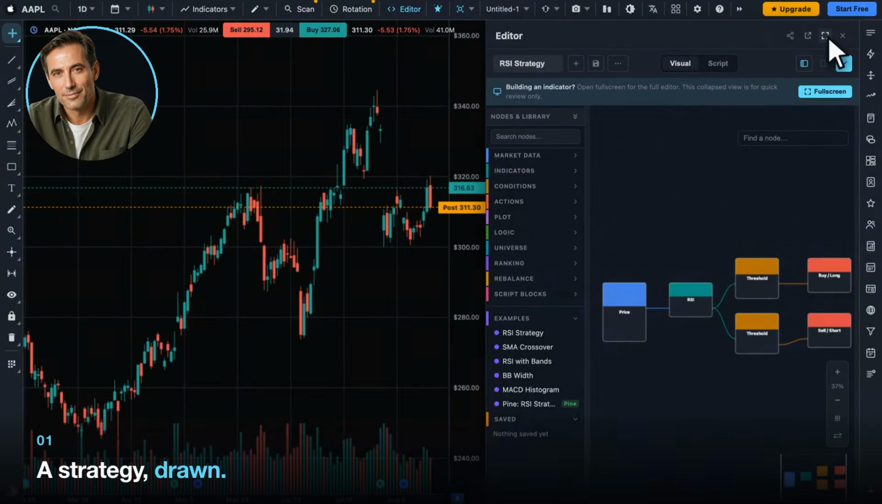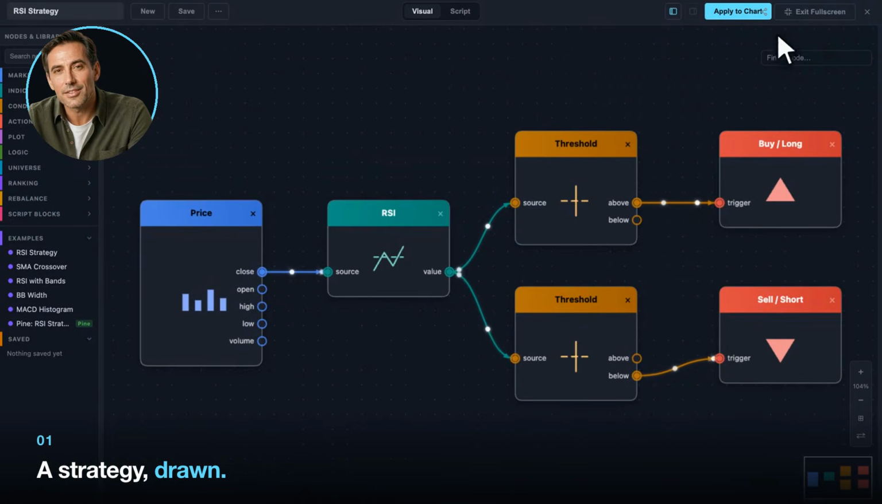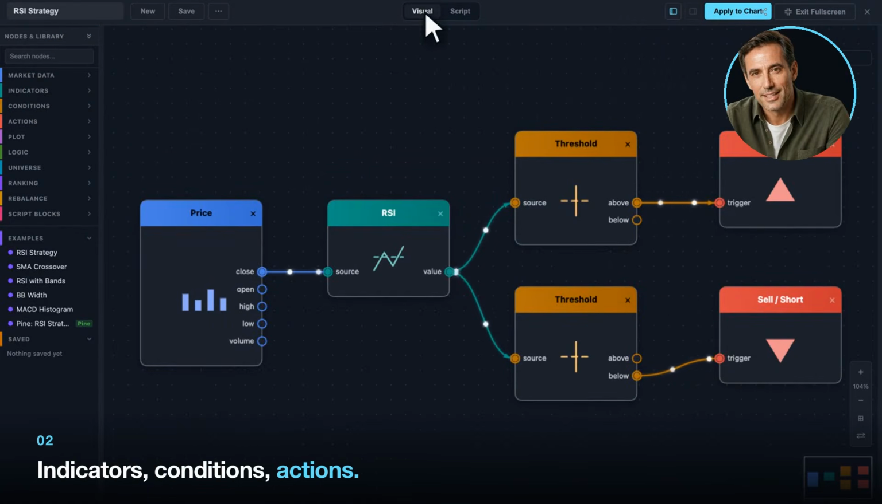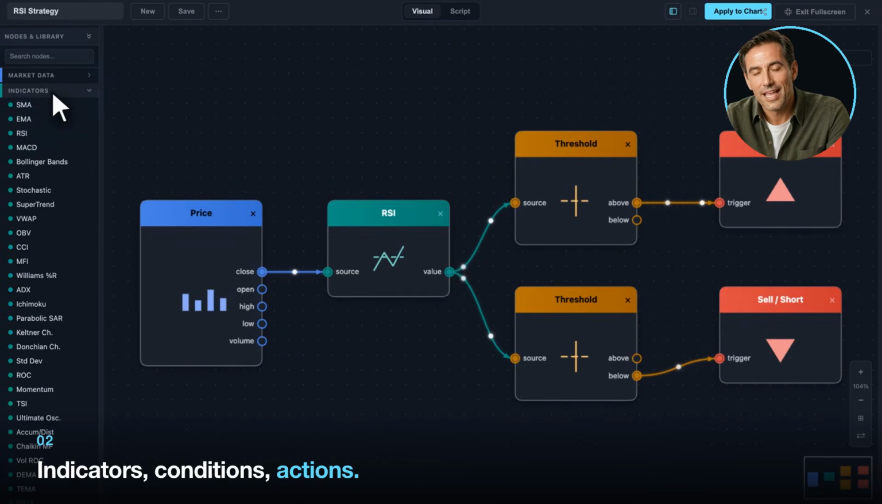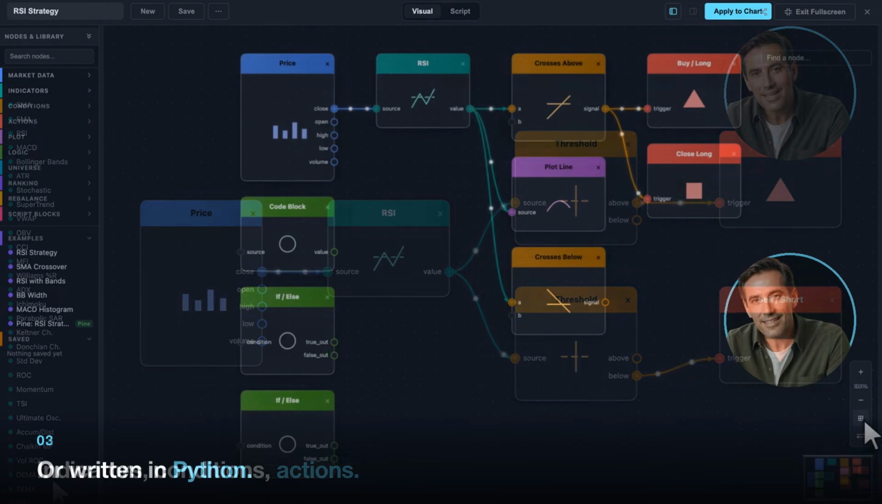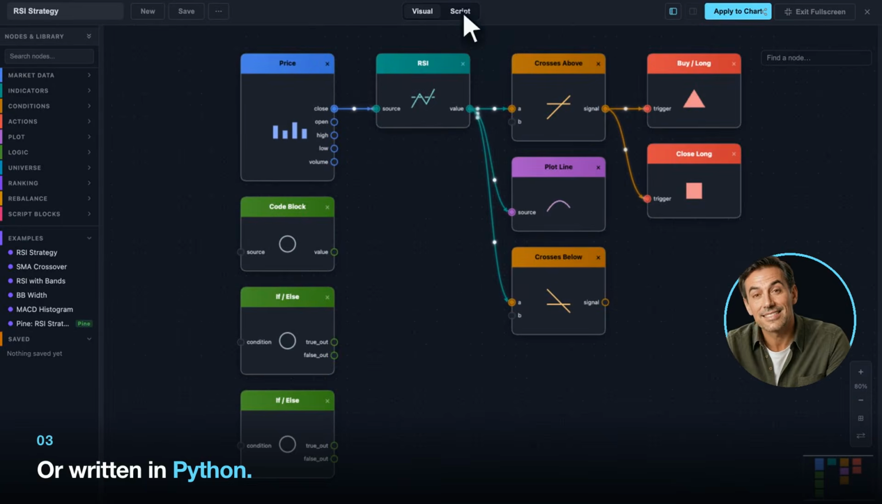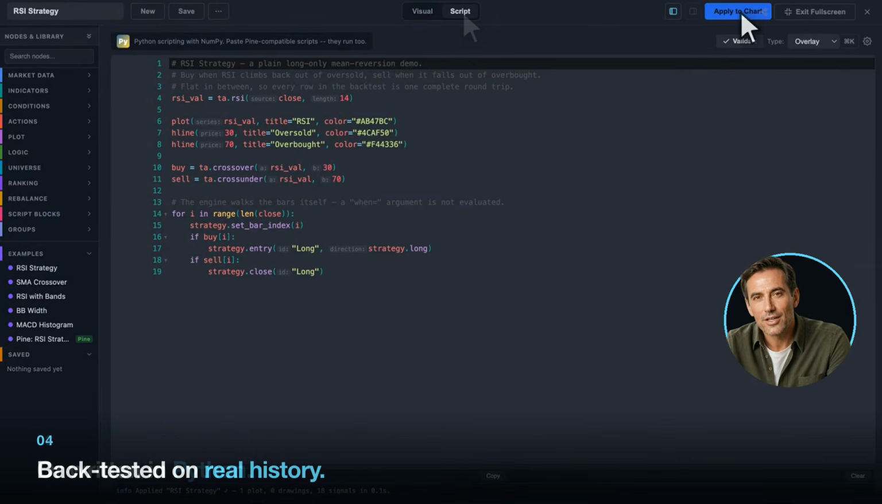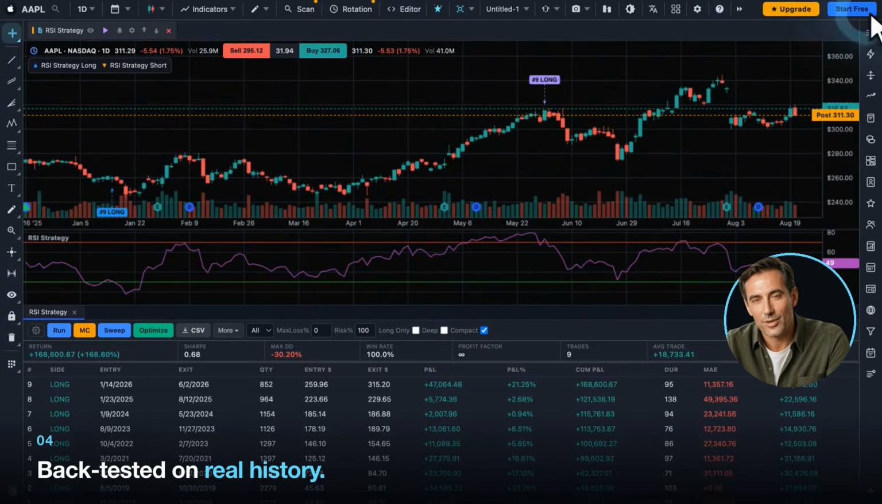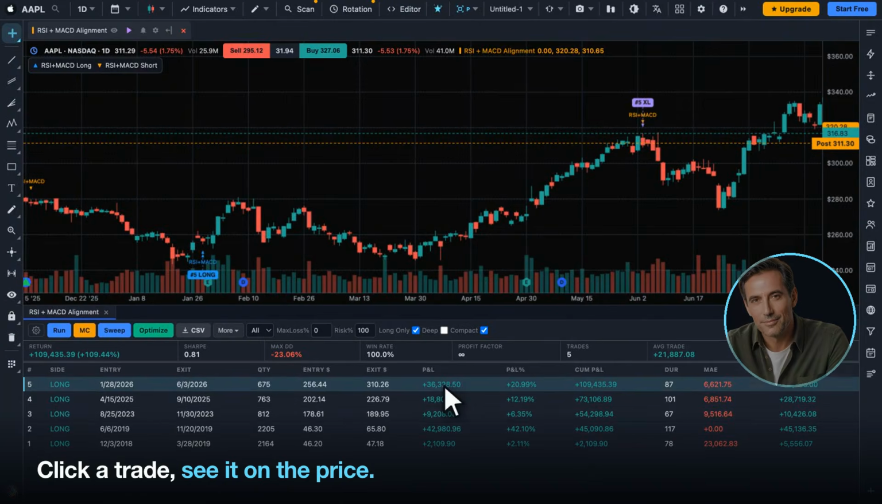Start from the node library. Market data, indicators, conditions, actions. Or open the script tab and write it out by hand. Then apply it, and it backtests itself against decades of history. Return, win rate, and every trade it would have taken. Click any one of them, and it lands on the price.